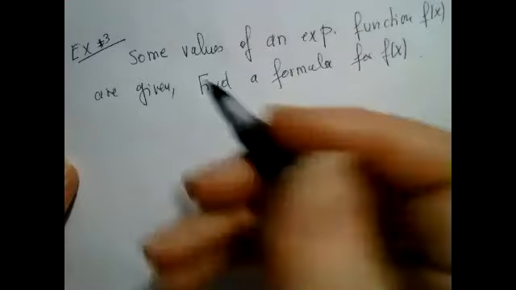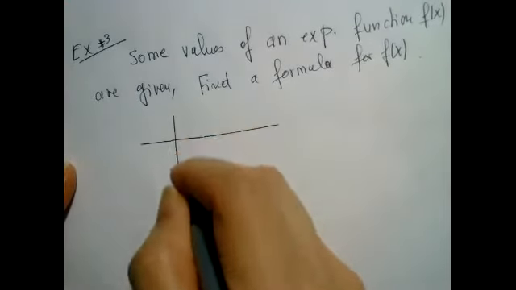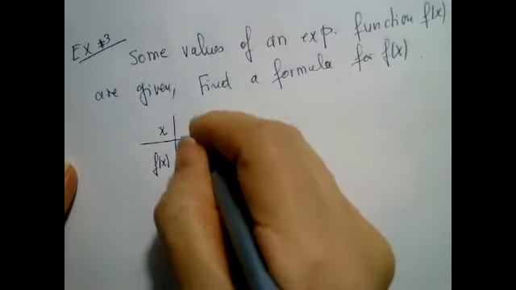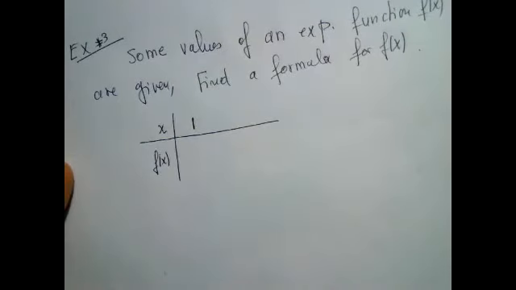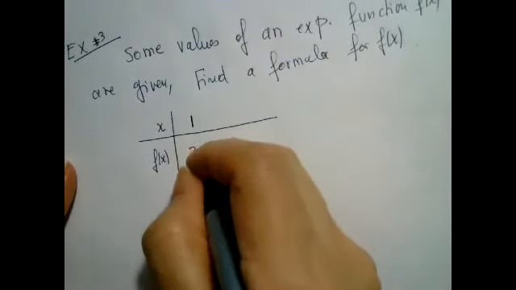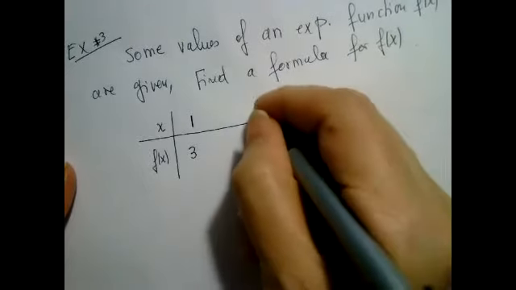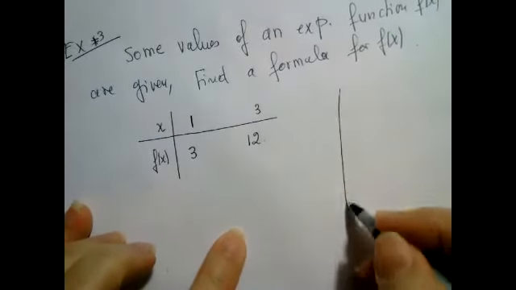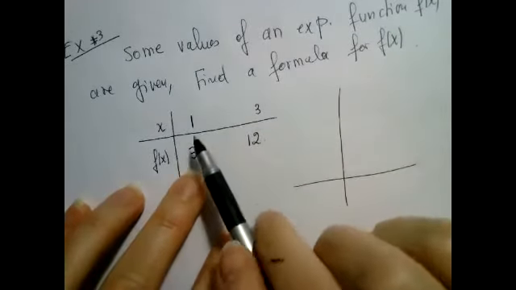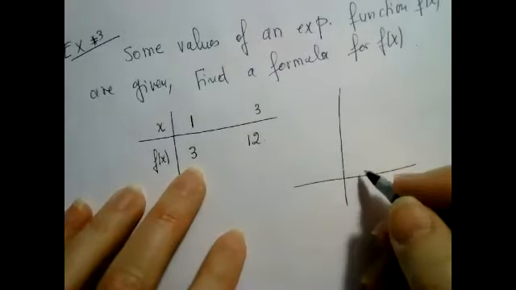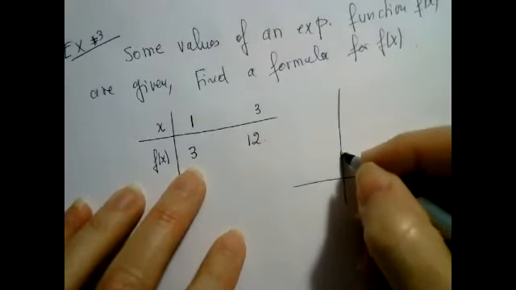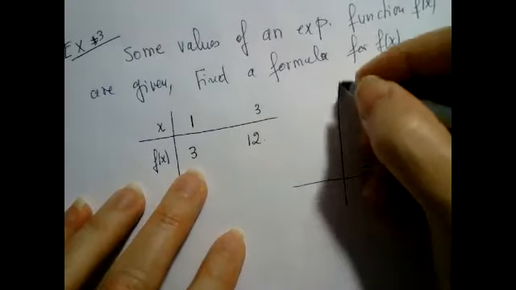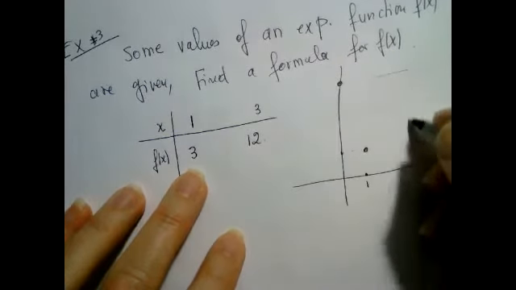Okay, so again, this is my function. This is my x. This is my f of x. As I said, instead of giving you the initial value, I won't give you the initial. So this is the 3. And suppose 3 is 12. So now I have my exponential function, which is increasing, and I have 2 points. So at 1, the output is 3. And at 3, the output is 12, somewhere in here, let us assume.